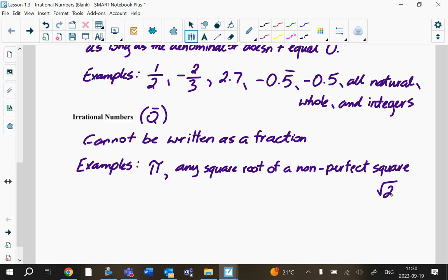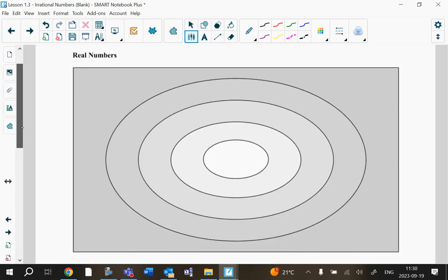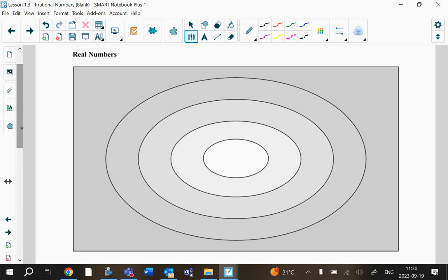We did something like this last year. When you put all those groups together, they are called the real numbers. This is where we use R.